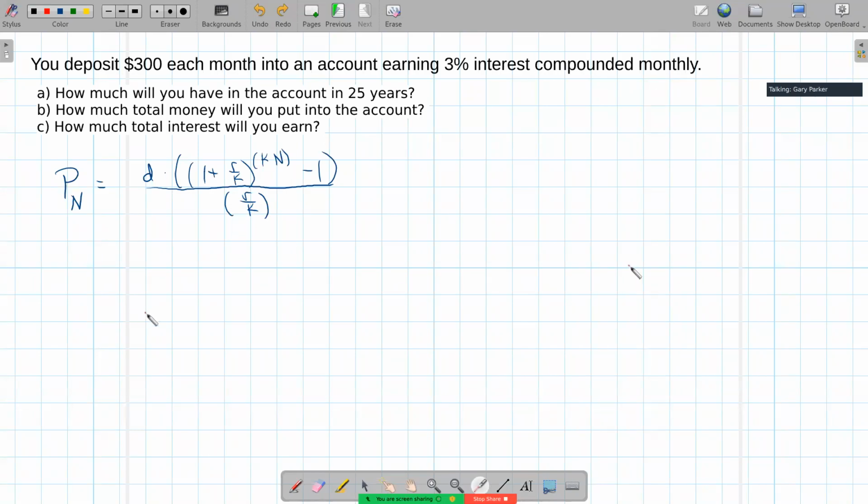$300 each month into an account, earning 3% interest compounded monthly. We're going to calculate how much money we'll have in the account in 25 years using the annuity formula.